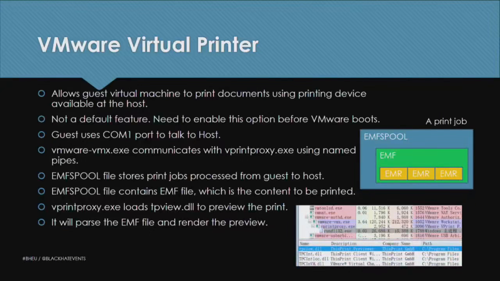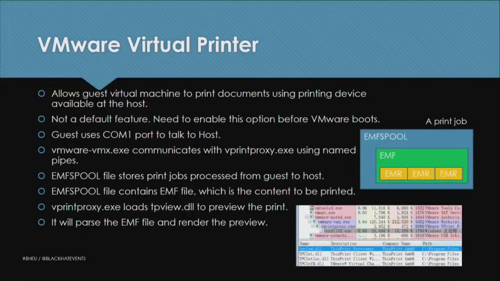When a user boots a guest virtual machine with the virtual printer feature enabled, vprintproxy.exe will be launched on the host by VMware vmx.exe. VMware vmx.exe and vprintproxy.exe communicate with each other through named pipes. So when a user in the guest virtual machine writes data to the COM1 port, the data will eventually be the input in vprintproxy.exe.